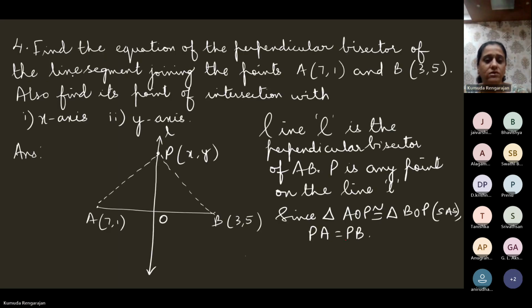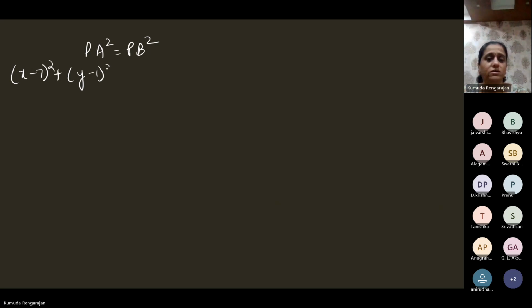So (x minus 7) the whole squared plus (y minus 1) the whole squared is equal to (x minus 3) the whole squared plus (y minus 5) the whole squared. Here also you can transpose and use the identity a squared minus b squared if you want. But here, because it's a square of a binomial, it's easy to expand. We can do this faster because we've been doing this since 7th standard.